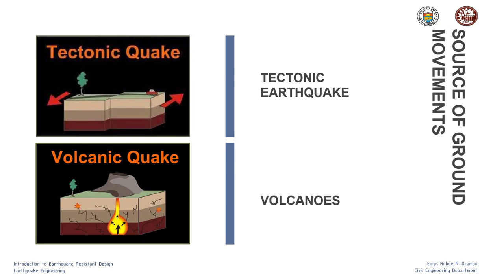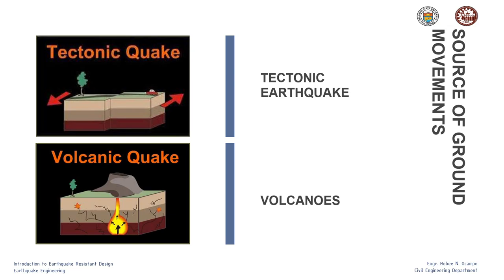Second one would be the volcanoes. So when a volcano erupts, it could cause major movement of the ground, no? So mapapansin nyo, pag may mga vulkan na pumuputok, ang kasunod niyan is lindol. No? Because nagkakaroon ng disruption, dahil sa pagputok ng vulkan, lumabas yung magma niya, so nagkaroon ng major movement doon sa ilalim ng vulkan. That could cause na rin for the ground to move.